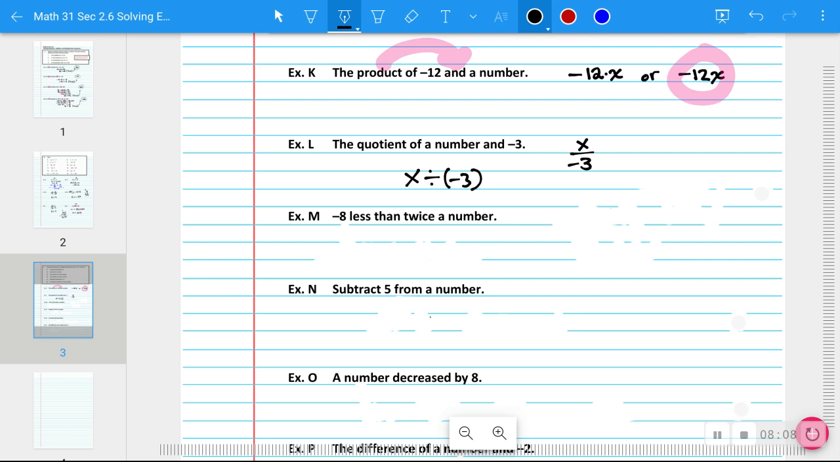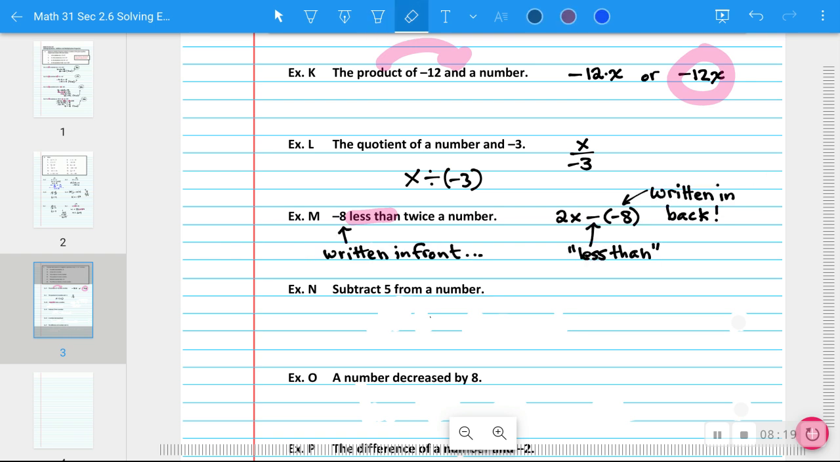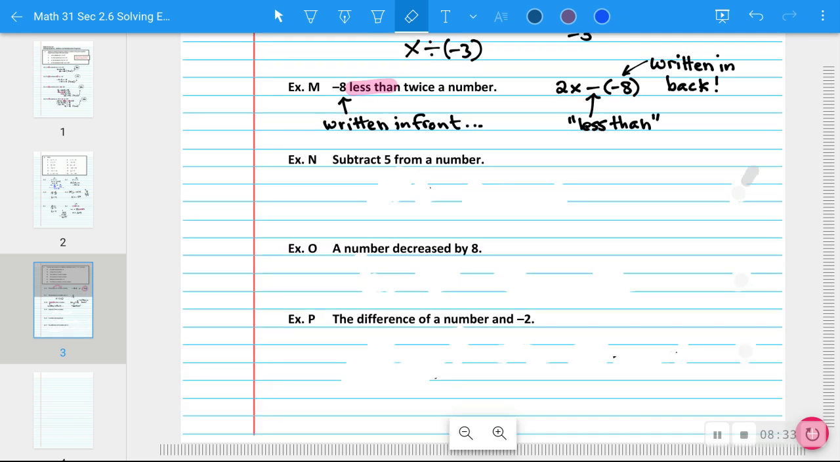Okay, on example M, we want 8 less than twice the number. Now, less than means subtraction, but you have to reverse the order in which it's presented in the original sentence. So the -8 is written in front to start with, but you write it behind the minus sign when you put it on paper in mathematical symbols. Example N is also a reversed subtraction. It says subtract 5 from a number, and you can see that I put the 5 behind the subtraction.